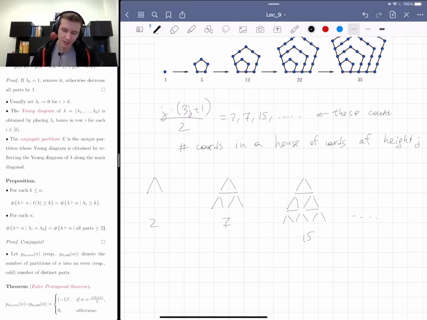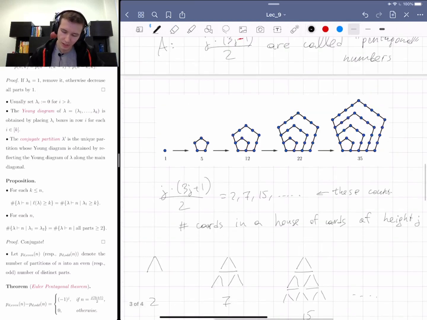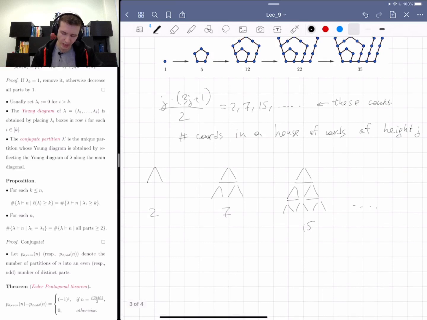And yeah, so that's just if you're curious, but that has nothing to do with the actual proof. So how to prove this theorem? Let me copy the theorem again.